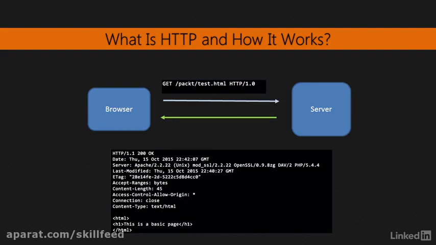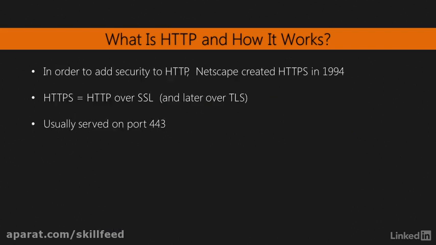This is an example of what a simple transaction looks like. On the left, we have the client, which sends an HTTP GET request to the server asking for the resource test.html. The server returns an HTTP response with a 200 OK code, some headers, and the content test.html if it exists on the server. If it does not exist, it will return a 404 not found response code. This represents the most basic GET requests in the web application world.